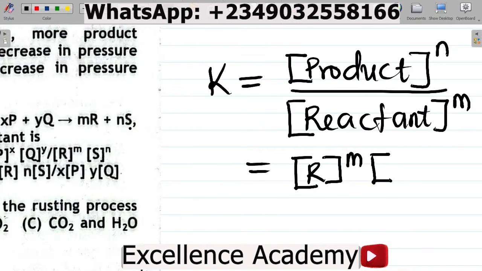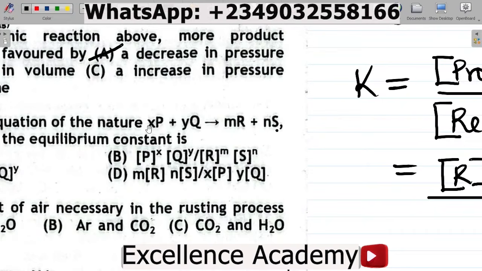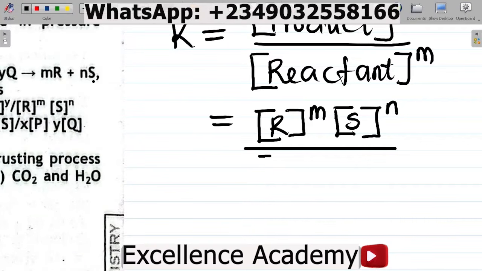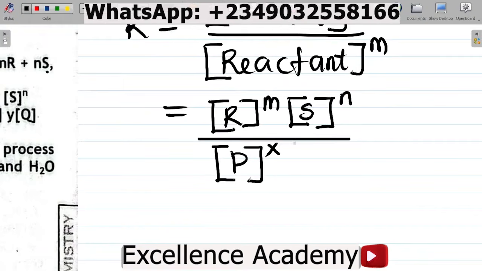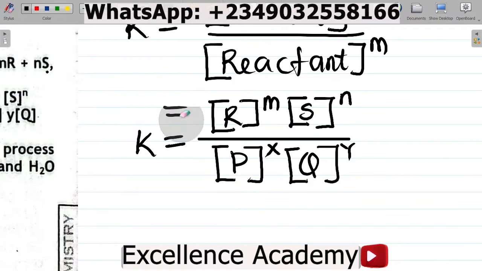Next up, you have S there. So it becomes S. The number of moles of S is what there? N. So it becomes S raised to N, all over. Let's get the reactants. For reactants, you have P. The number of moles is X. So it becomes P to the power X. And then you have Q. The number of moles is Y. So it becomes Q to the power Y. So this is the expression for the equilibrium constant.